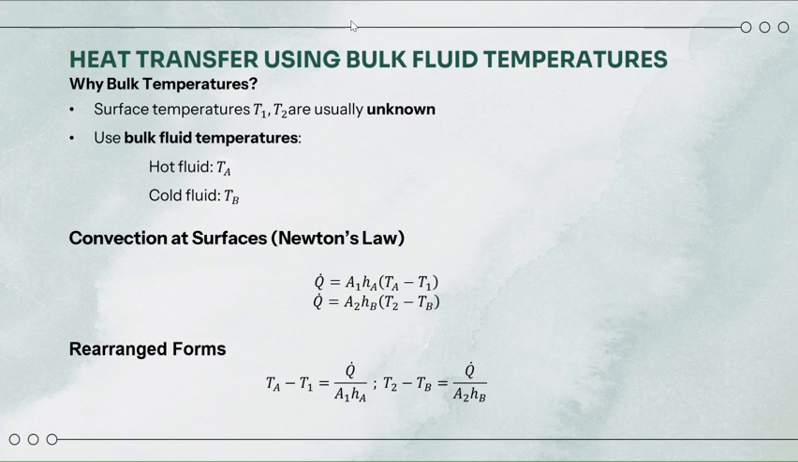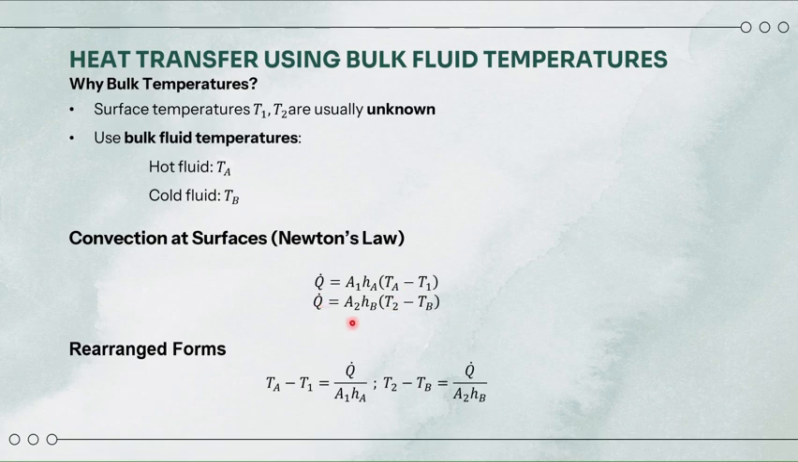Now we will see the heat transfer using bulk fluid temperatures. Why bulk temperatures? Because surface temperatures T1, T2 are usually unknown and often difficult to measure. So therefore we will use bulk fluid temperatures. We have TA for hot fluid and for cold fluid we have TB. Then we will apply Newton's law of cooling to both the surfaces, and we relate surface and bulk temperatures using convection equations.